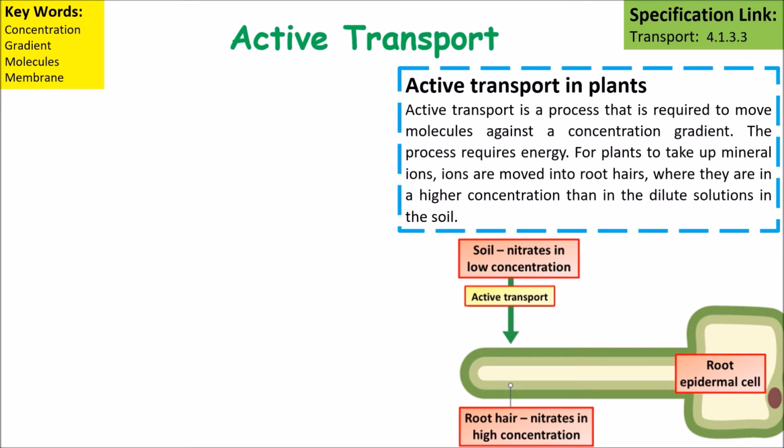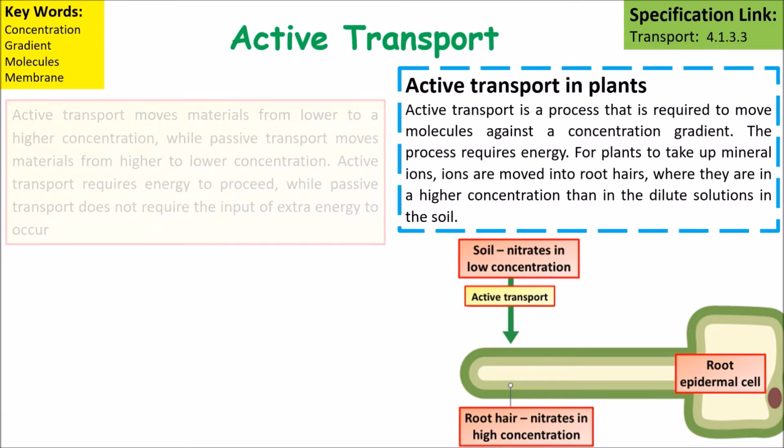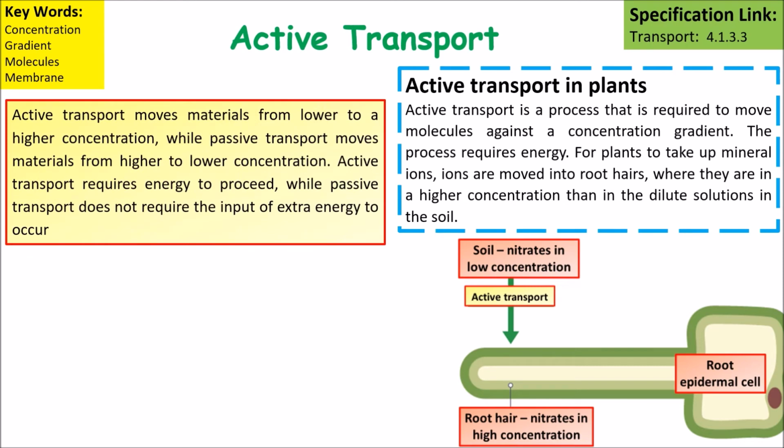So active transport also takes place in plants. The most notable time this happens is when ions are being taken up into roots. So active transport moves minerals from a low concentration to a high concentration. We compare this to passive transport, where minerals are moved from a high concentration to a lower concentration. So active transport requires energy, while passive transport does not.